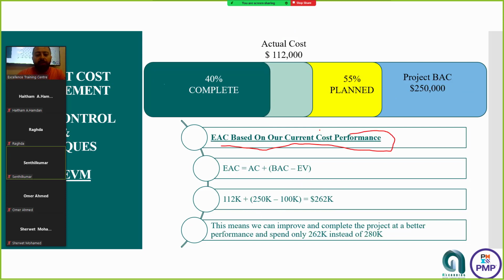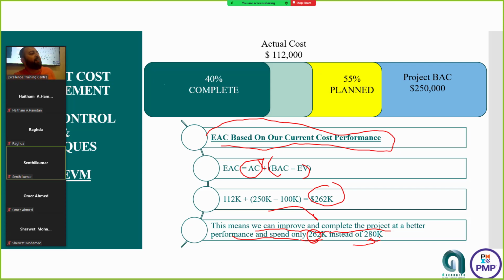EAC based on our current cost performance. Some other equation will give us another number: AC plus (BAC minus EV). It will be 262. Compared to our current cost performance, we can improve and complete the project at a better performance. We spend only this amount instead of spending the 280 that we had before. So it's not better than what has been planned. I will not get back to what I have planned, but I can be spending less than an extra 30.